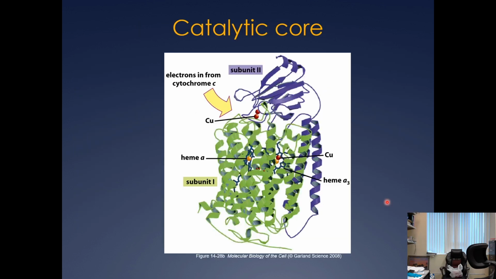Okay, so here's once again the catalytic core. You have electrons coming in from cytochrome C. They go to the central copper ions and then down to heme A, and then heme A3, and then over to heme A, and then they eventually end up on water. And there's also other coppers in here, another central copper that's there.